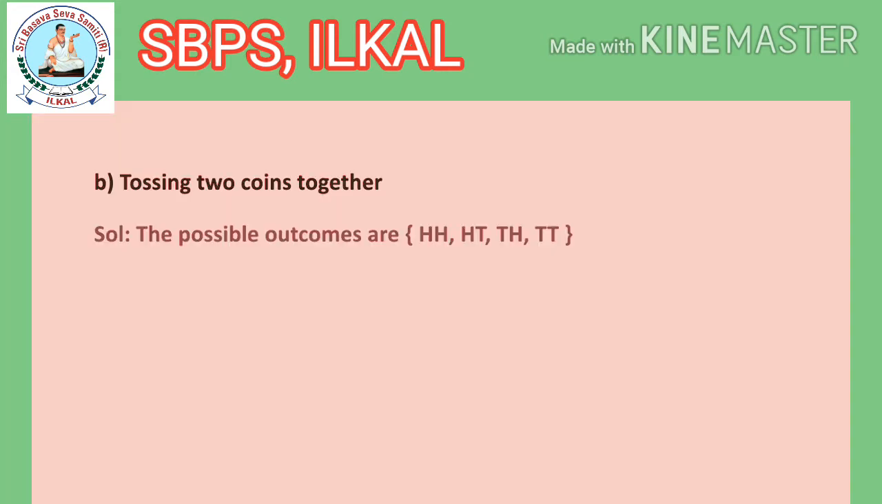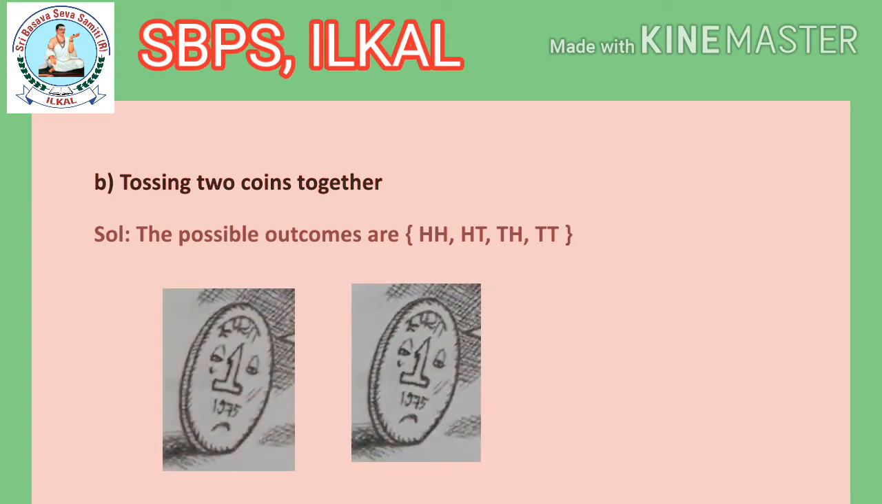Next B question, tossing two coins together. If you toss the two coins together, children, the possible outcomes are head head, head tail, tail head or tail tail. If it is landing like this, which you are observing on screen, this possibility we will not consider, children. Okay, you don't worry. Because this kind of possibilities are very rare, children. If at all happened, one more time we will toss it.